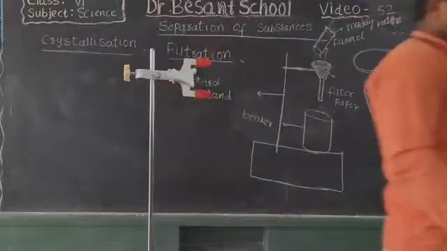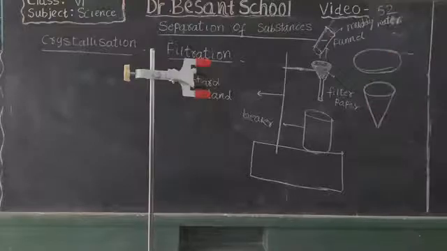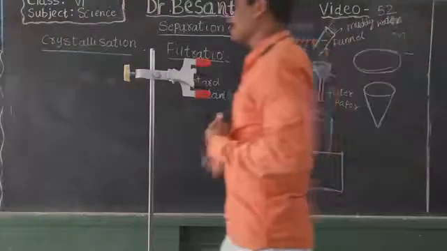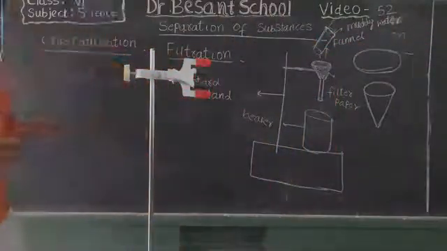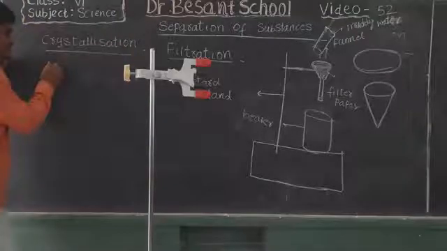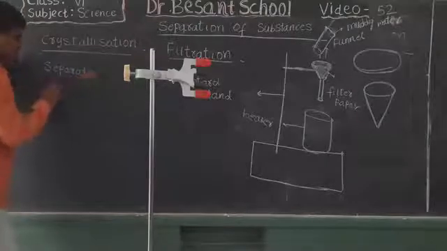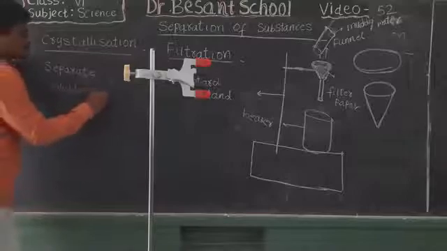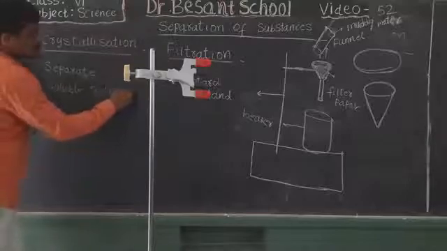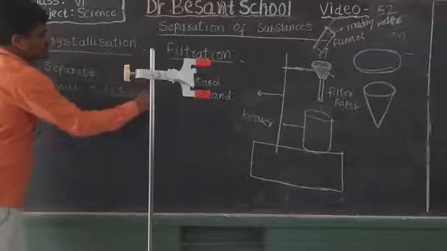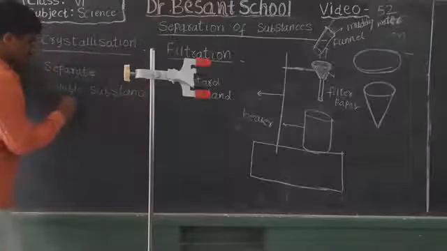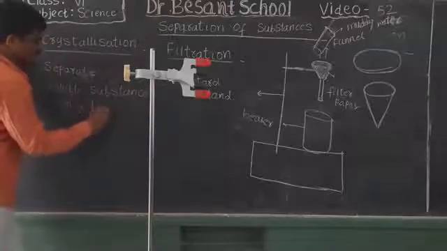crystallization. Crystallization is a method used to separate soluble substances in a liquid. This method is used to separate soluble substances in a liquid.